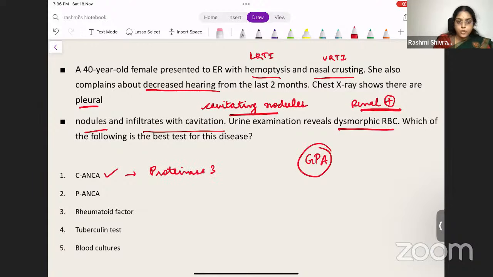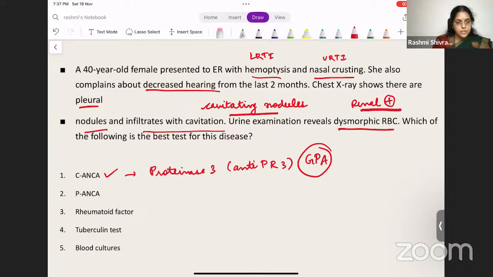It is against proteinase 3. Anti-PR3 antibody. Okay? So this is again a revision. You have seen all these things. Rheumatoid factor is seen in rheumatoid arthritis. Blood cultures, you know, for infection, infective components.